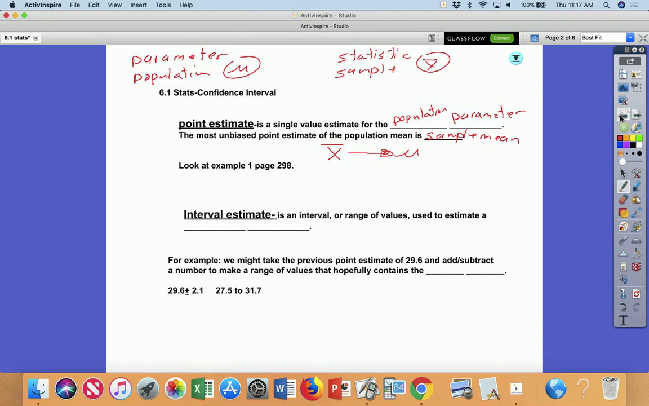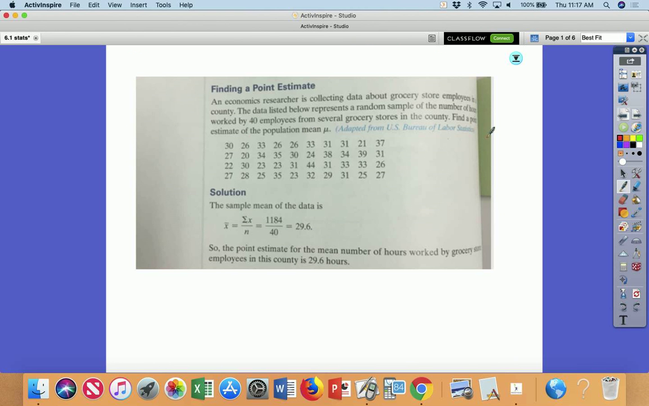I've got this problem from the book here, so you don't need to look at it. Let's look at an example. An economics researcher is collecting data about grocery store employees in a county. The data listed below represents a random sample of the number of hours worked by 40 employees from several grocery stores in the county. Find a point estimate for the population mean.